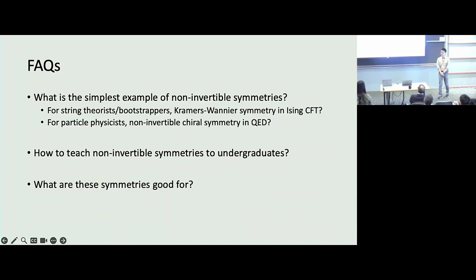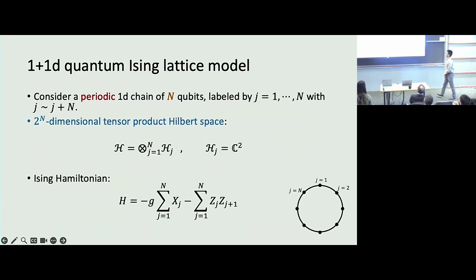All right. So the model I'm going to consider is the 1 plus 1 dimensional quantum Ising lattice model. It's the simplest many-body quantum system of all. So my space is discrete. My space is a one-dimensional chain. It's closed and periodic. It has n qubits, shown by this dot. My time is continuous. So later on, I'm going to specify a Hamiltonian to describe the continuous time evolution.